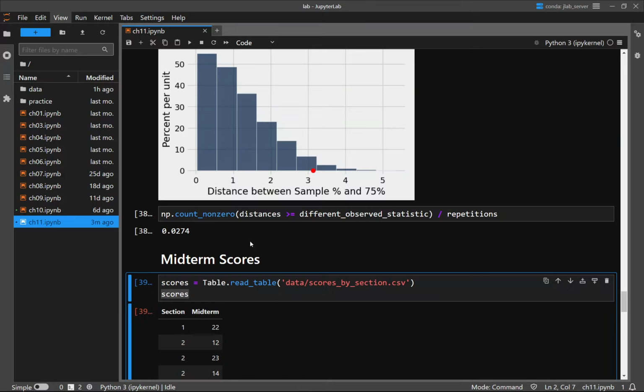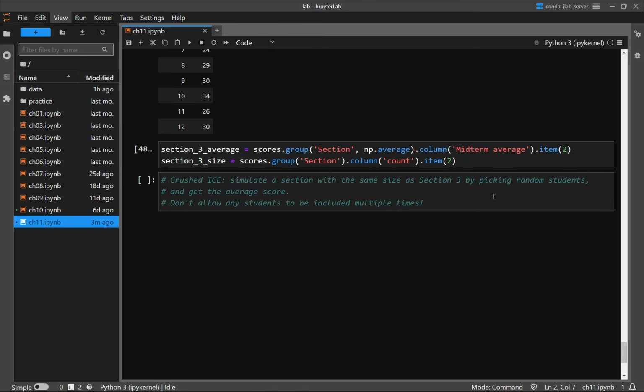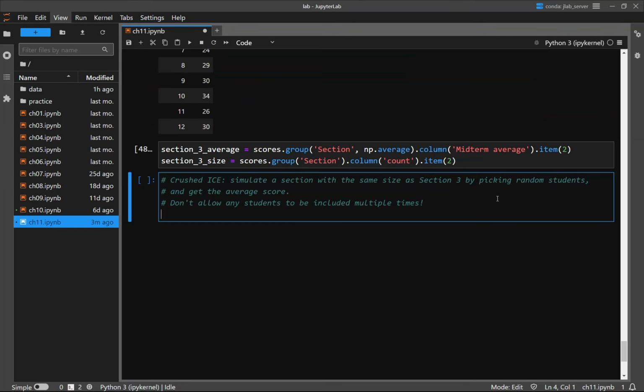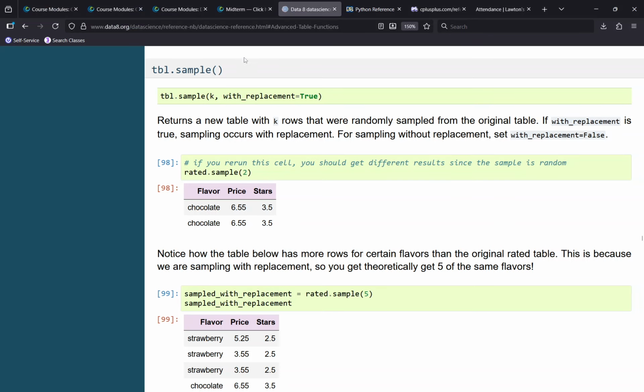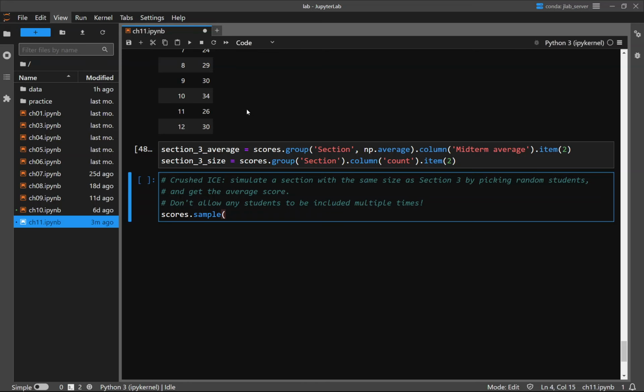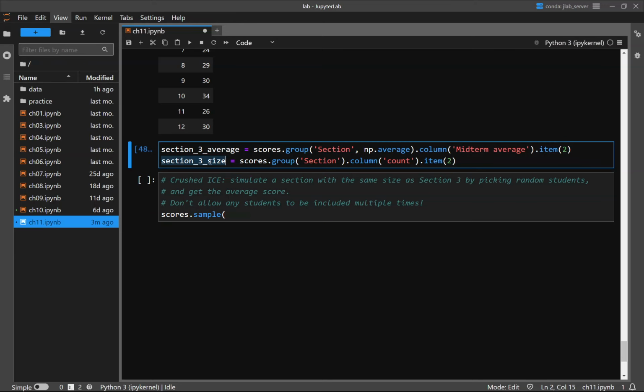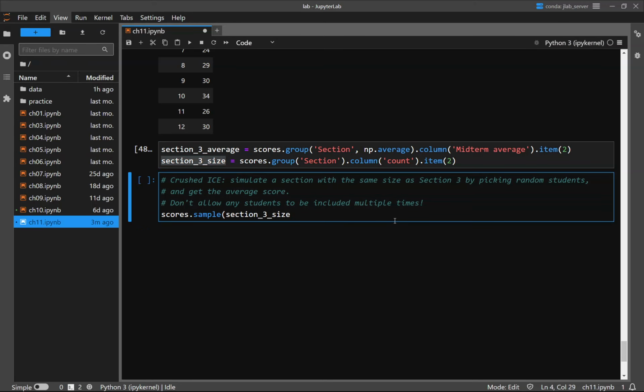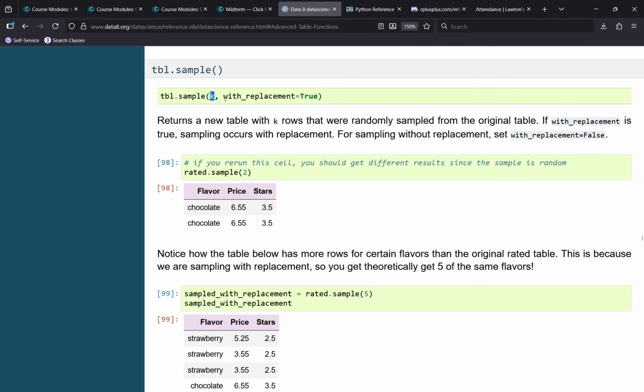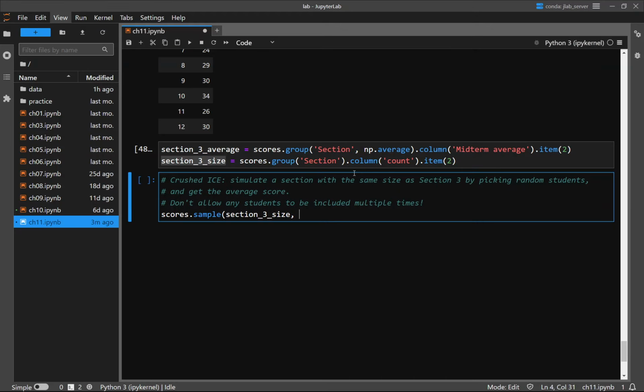So I've called this table scores, and I'm going to say scores.sample. And I'm going to sample. You say first how many you want. So I want 27 that I've saved in the section 3 size variable, conveniently. And then I don't want replacement, because with replacement, it could redraw that same student a couple times, and that would never happen in the real world.